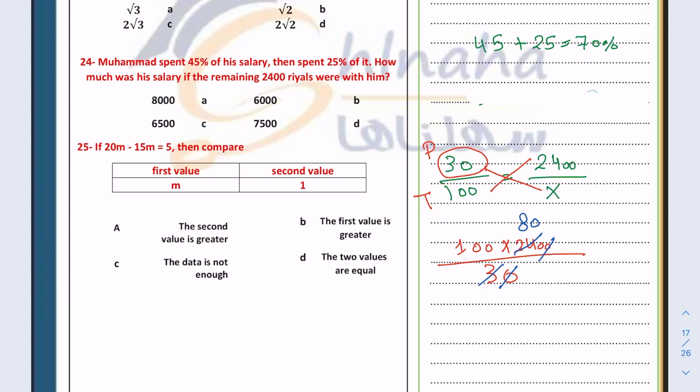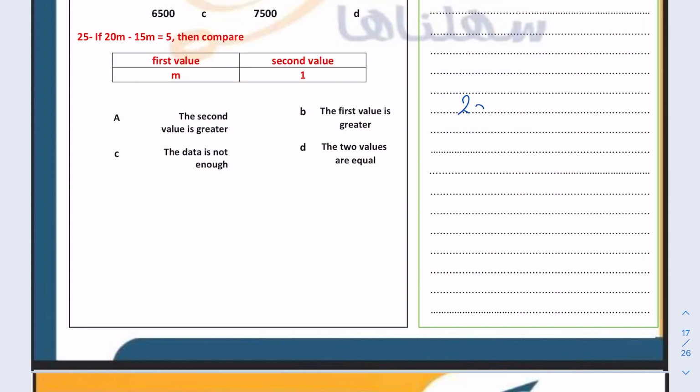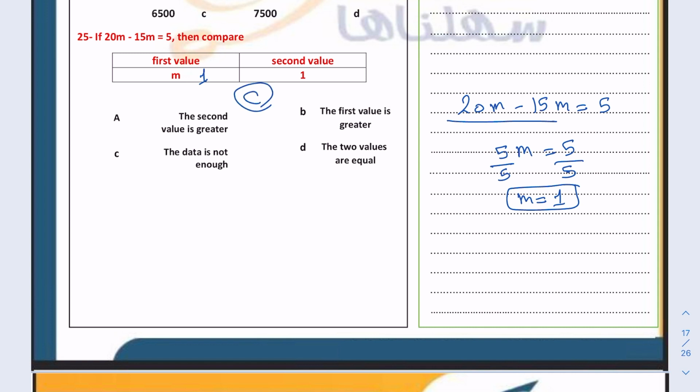Okay? This is the best technique I prefer to solve this time. Minus 15m equals 5. 20 minus 15 is 5, so 5m equals 5. You can divide by 5 and divide by 5. M equals 1. So here it should be 1, so we can choose C.